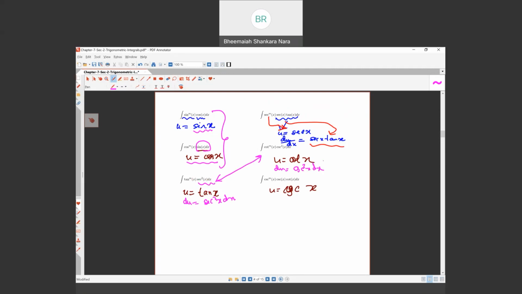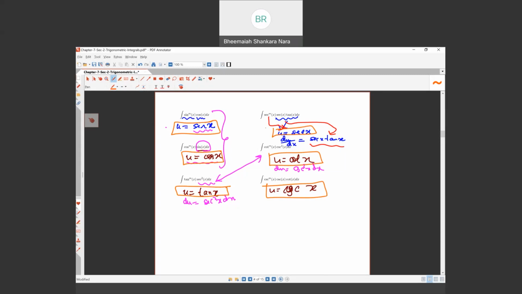So I purely want to write just the substitutions here. Let me highlight the substitutions you want to use here. This is u equal to sin x, this is u equal to cosine x, u equal to tan x, u equal to cosecant x, u equal to cotangent x, u is secant x. So these are the substitutions for these six types of integrals.